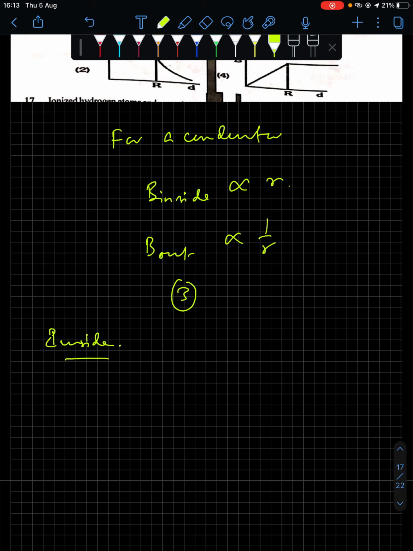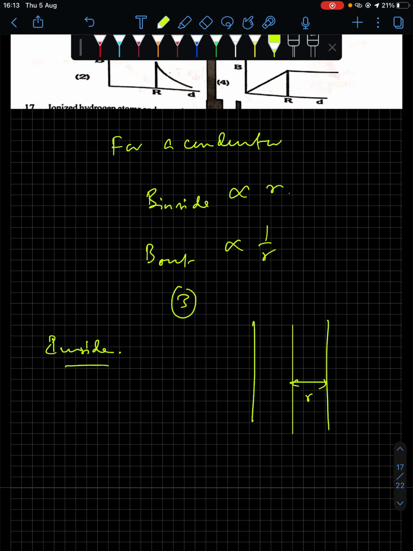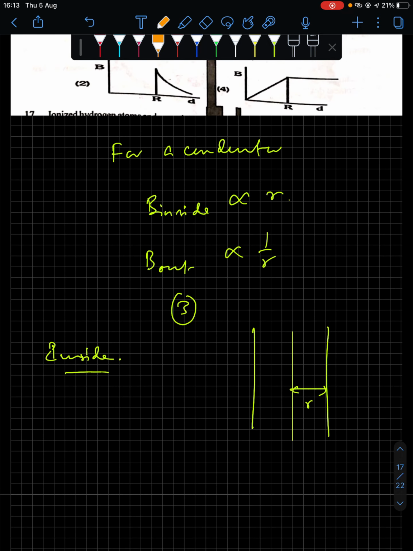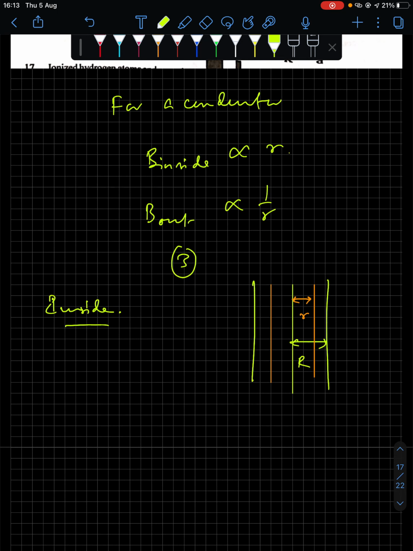Inside, say you have this wire and the wire has a radius R. You are finding out the magnetic field inside, right? So inside means you consider this section. Say this distance is r, and the radius of the wire is capital R.